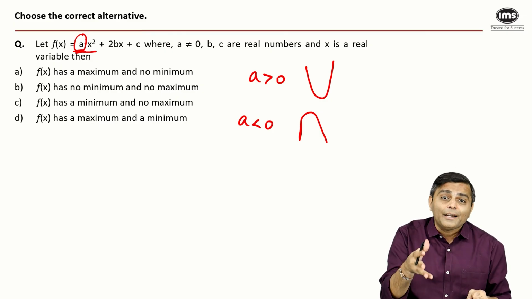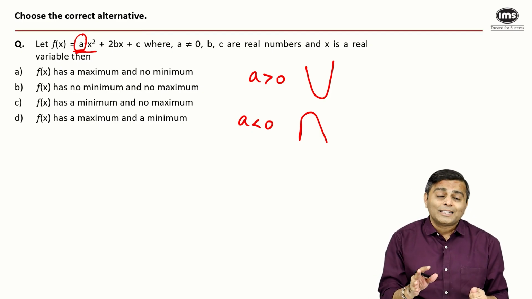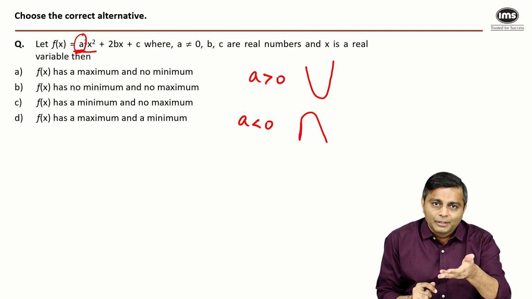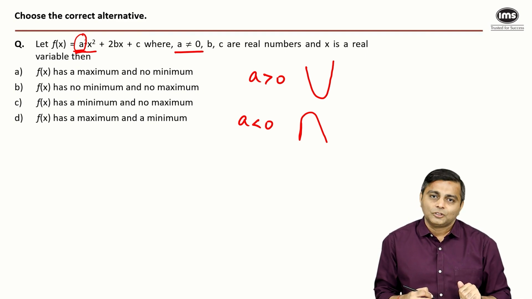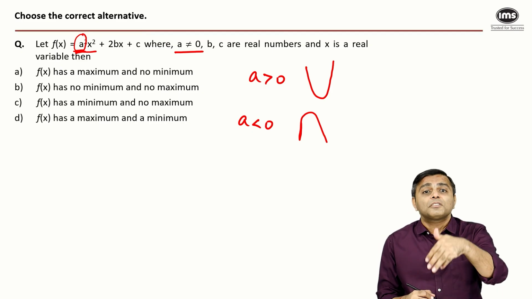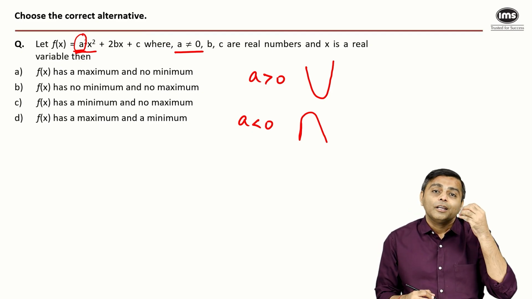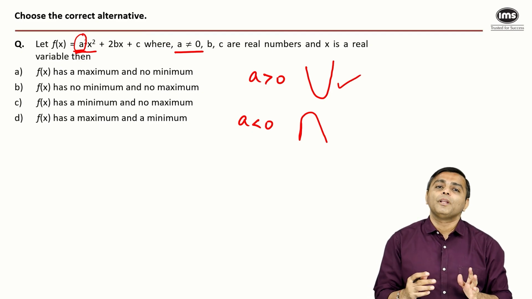It is a squared. The square of a number can never be negative. Correct. And the least it can be is 0, and they have said that A is not 0, which means A is definitely positive. So the coefficient of x squared is positive, they have said it. If it is positive, the only possibility is a parabola opening upwards.